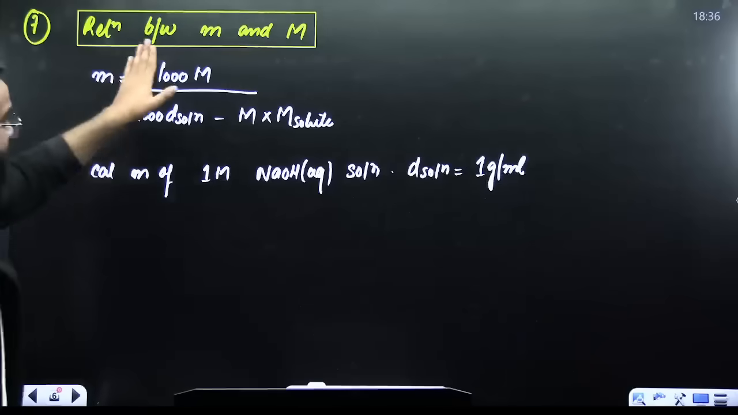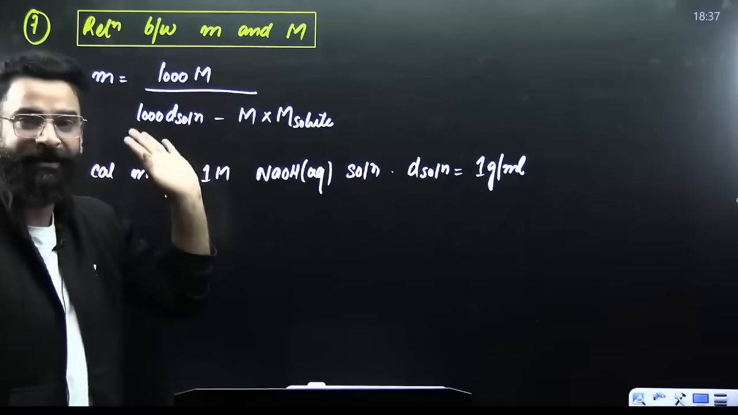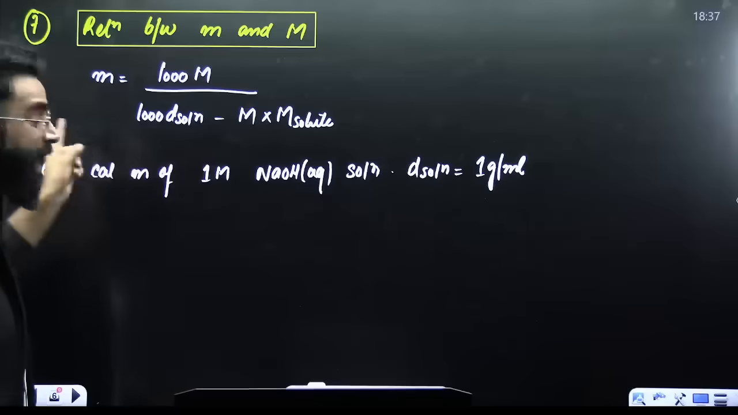Moving on to the next one. Direct relation between molality and molarity. This is the direct relation between molality and molarity.